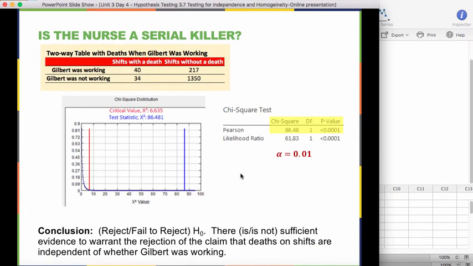Now, if we were to look at a graph, you could see that this red marker would represent where our critical value was, and this blue marker represents the test statistic that we just had. Again, this is a summary of that chi-square test, and what we're trying to figure out is a conclusion, what exactly happened. Because of this p-value, we know we are going to reject the null hypothesis. So we will have sufficient evidence to warrant the rejection of the claim that deaths on the shifts were independent of whether Gilbert was working.